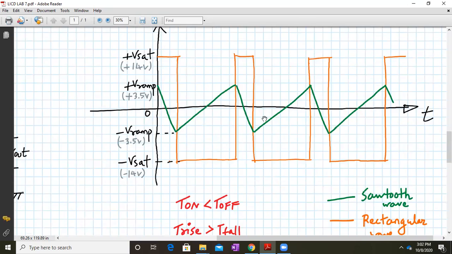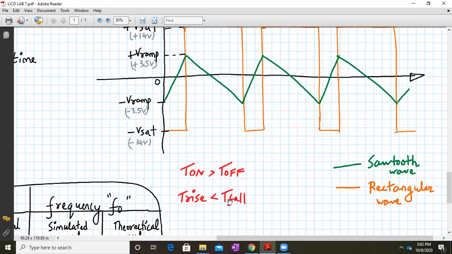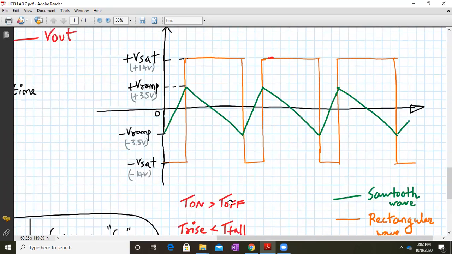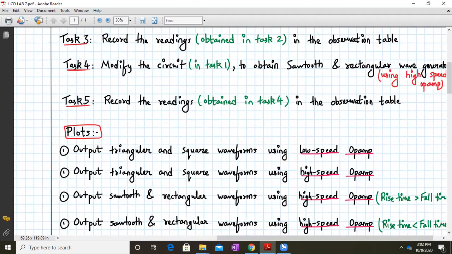So this waveform you will get once you simulate this circuit, and here the amplitudes will be plus or minus 14 for the rectangular wave and plus or minus 3.5 for the sawtooth waveform. Okay, if we reduce the rise time to less than the fall time, you will get this kind of a waveform. So another type of sawtooth waveform you will get. So here also the amplitudes are similar, plus or minus 14, and the sawtooth wave amplitude is plus or minus 3.5. Okay, so you have to perform this task.